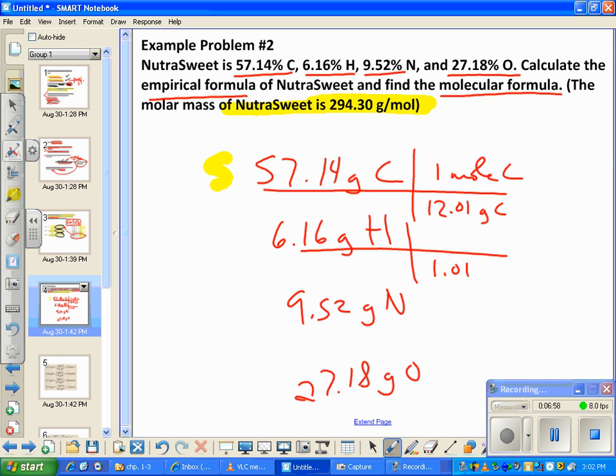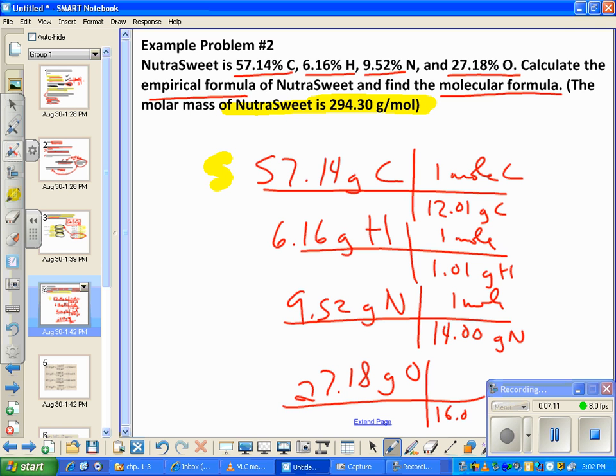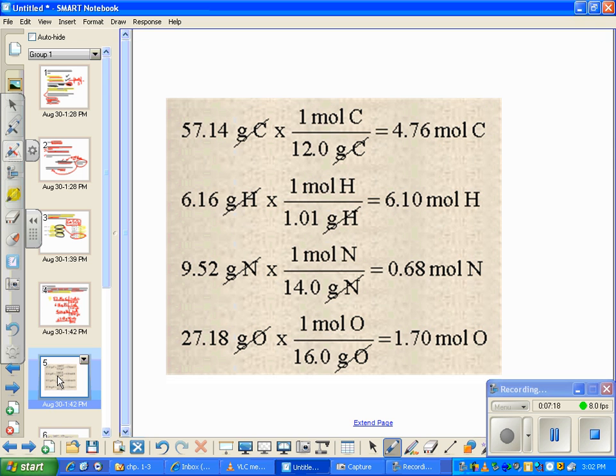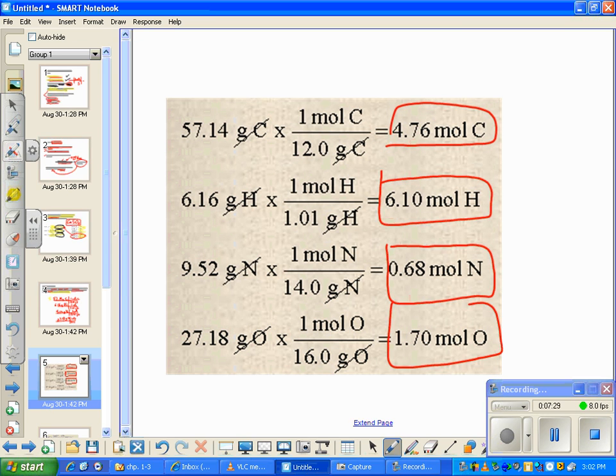Hydrogen is going to be 1.01 grams of hydrogen is equal to 1 mole. It's always done by elements. Nitrogen is going to be 14.00 grams of nitrogen per 1 mole of nitrogen. And then finally, oxygen is going to be 16.00 is equal to 1 mole of oxygen. So you're going to do those calculations. Here's an example of what happens when you do it. Calculate it out. I get 4.76 moles of carbon, 6.10 moles of hydrogen, 0.68 moles of nitrogen, and then 1.7 moles of oxygen.